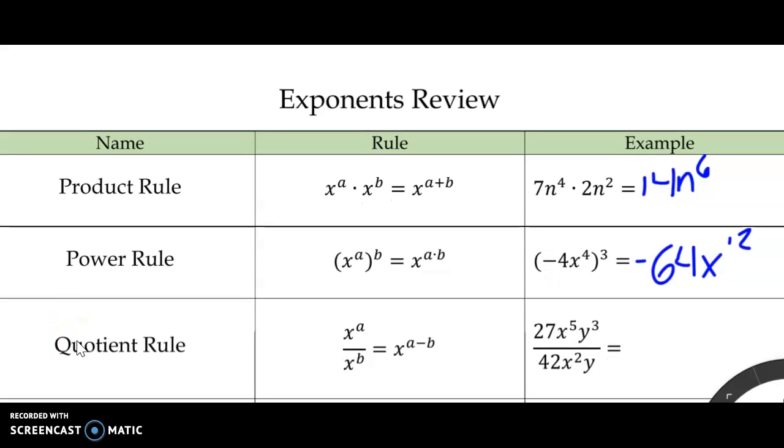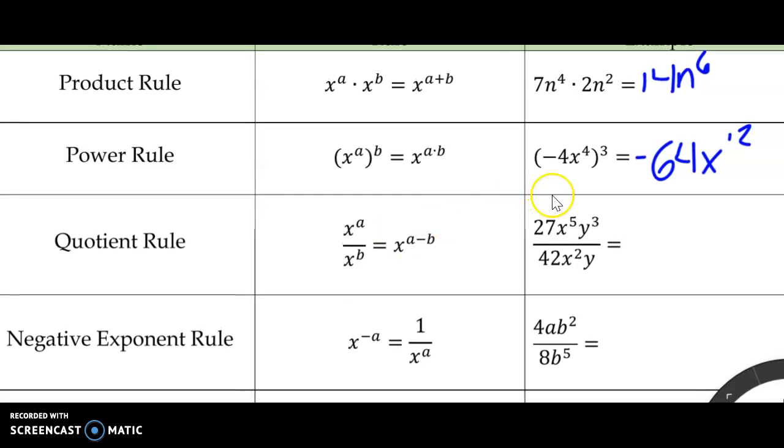Our next rule is the quotient rule. Quotient rule states if we have variables that we're dividing with the same base, so again x to the a divided by x to the b, we subtract our exponents. Now for our coefficients out in front, we'll actually divide those. So 27 divided by 42, well that won't divide to give us a whole integer, so let's just simplify the fraction. So 27, we can divide that by 3 and get 9, and 42 we can divide by 3 and get 14. So we can simplify this to 9/14.